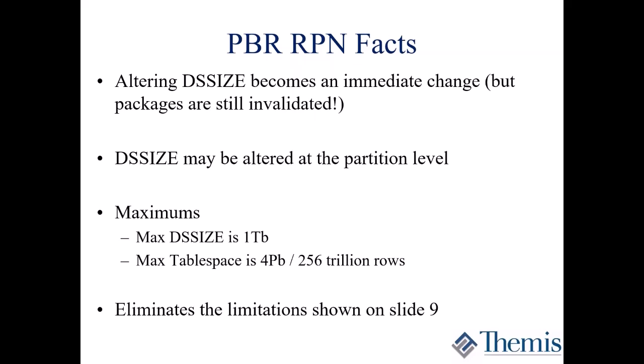Once you do this, your max DS size is 1 terabyte, and your maximum theoretical table size anyway is 4 petabytes or 256 trillion rows. Okay. It eliminates all those limitations that we saw in the chart a few slides ago. Right? Your DS size and your page size and your number of partitions, none of those are related to each other anymore. Again, because we've got a ridiculous number of addressable pages.